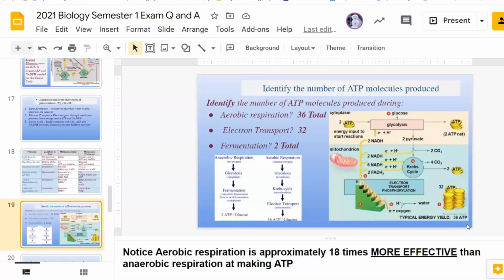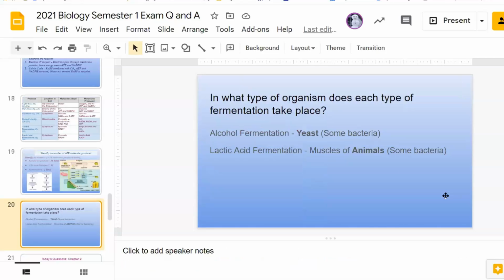36 from cellular respiration, that means it's 18 times more efficient, right? More effective. Those are the kind of things you would expect to see on the test.